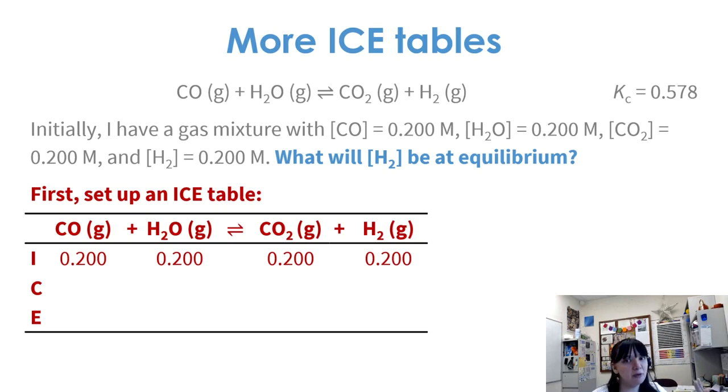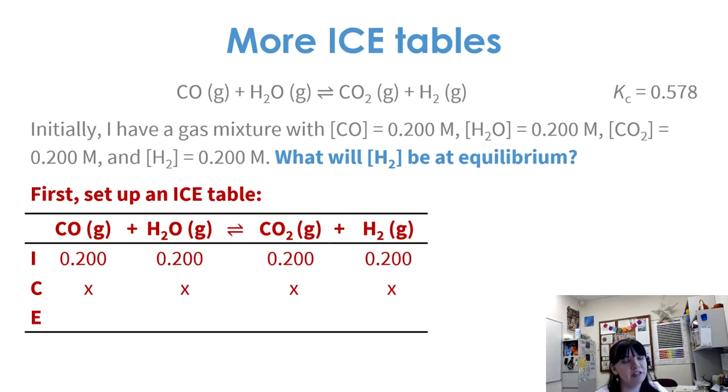Then following that up, I want to start looking at the change line. Now I know that my change variable X is going to be multiplied by whatever our molar coefficient is for that chemical. Each of these just has a molar coefficient of 1, so these are all going to be changing by 1x. Now the tricky thing here is determining which way the reaction is going to go. Am I going to be adding to the reactants? Am I going to be adding to the products?